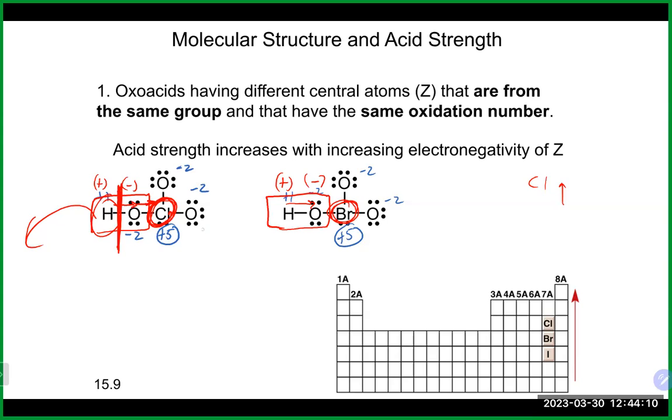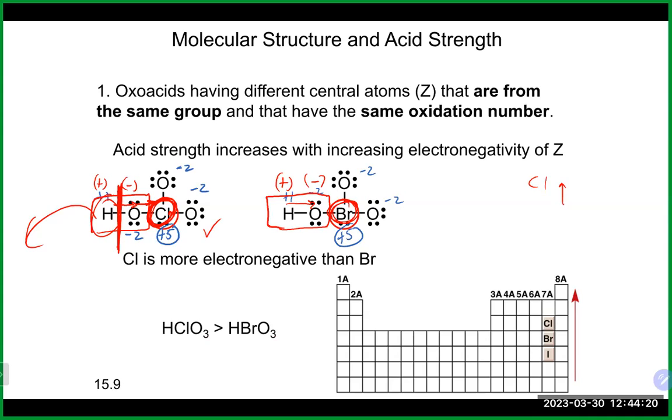That means in this case, because chlorine is more electronegative, that one right there would be the stronger acid of the bunch. That's chloric acid versus bromic acid in this particular case. Question on that there.